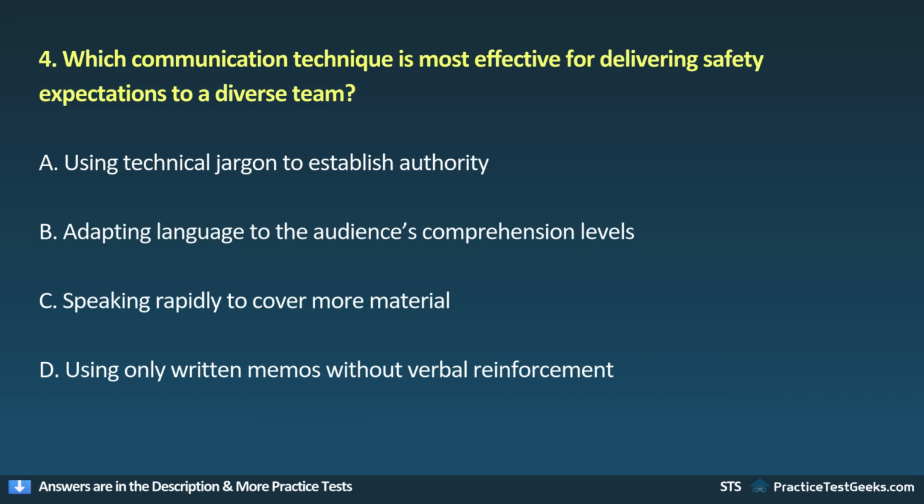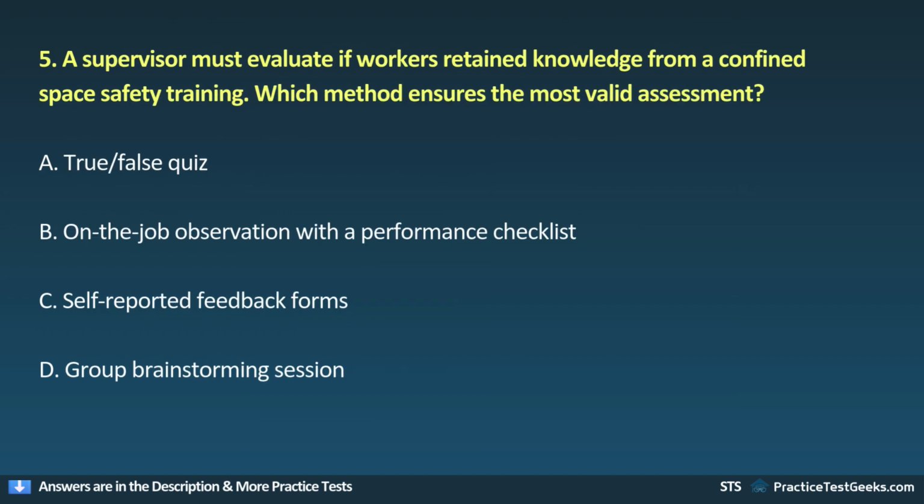A. Using technical jargon to establish authority. B. Adapting language to the audience's comprehension levels. C. Speaking rapidly to cover more material. D. Using only written memos without verbal reinforcement. 5. A supervisor must evaluate if workers retained knowledge from a confined space safety training. Which method ensures the most valid assessment?